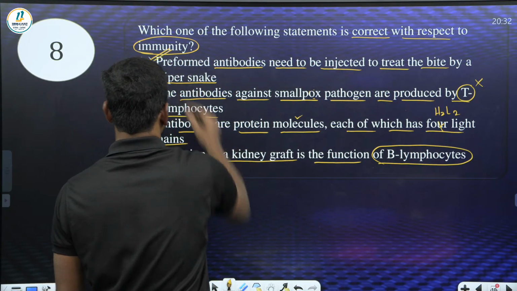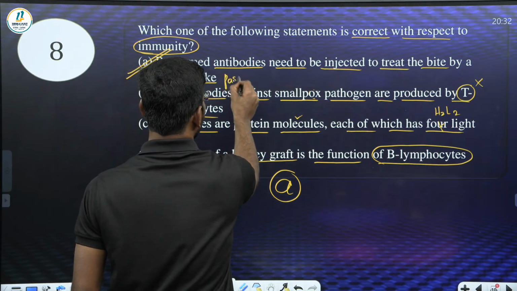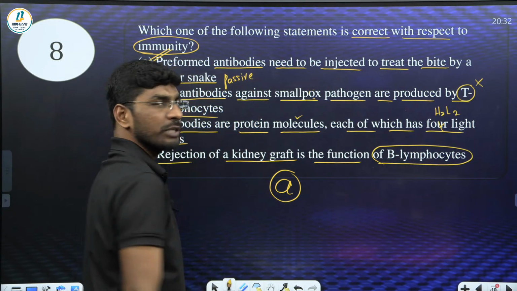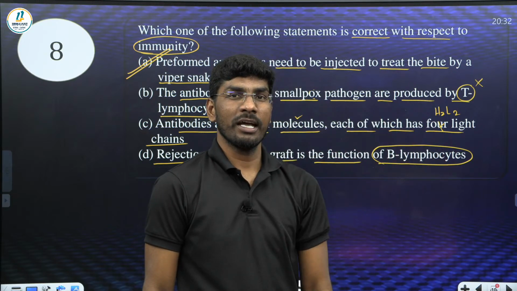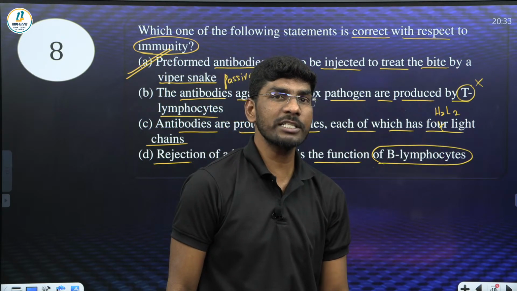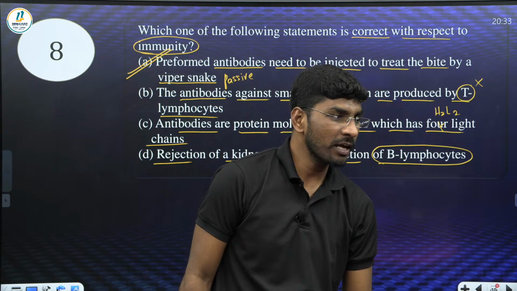So the answer is what? Tell me. Option A. Remember, this is passive immunity. What type of passive? Artificial passive. Any one of you can guess the natural passive? Example of natural passive, any one of you? Sna, can you?